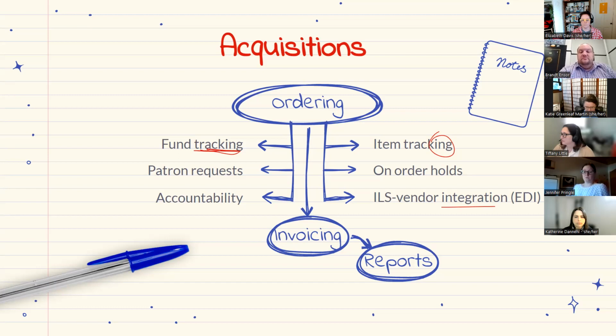And there are reports that we have libraries run so that they can catch where things have either been invoiced but didn't actually get received in the system, or vice versa. So that at the end of your year, you have a solid picture of where your acquisitions ended and where you're going to start with the next year.